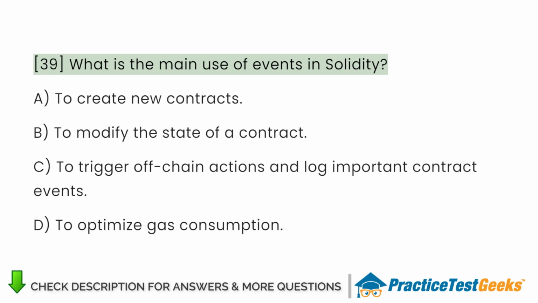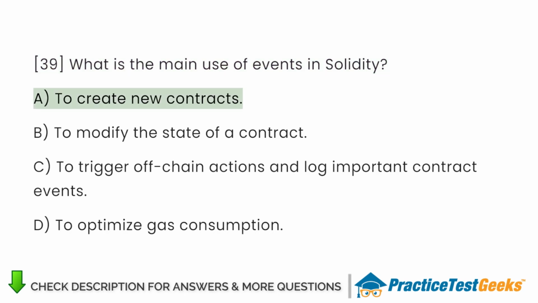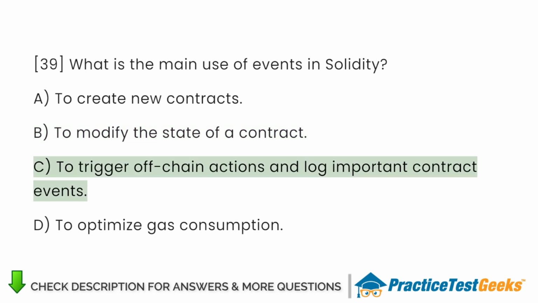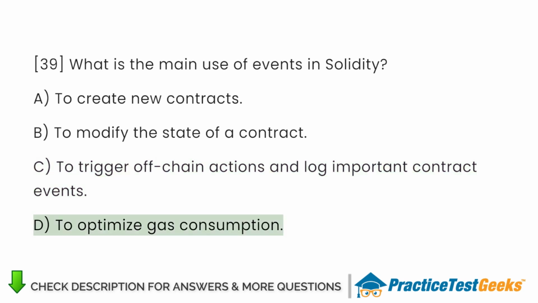What is the main use of events in Solidity? A. To create new contracts. B. To modify the state of a contract. C. To trigger off-chain actions and log important contract events. D. To optimize gas consumption.